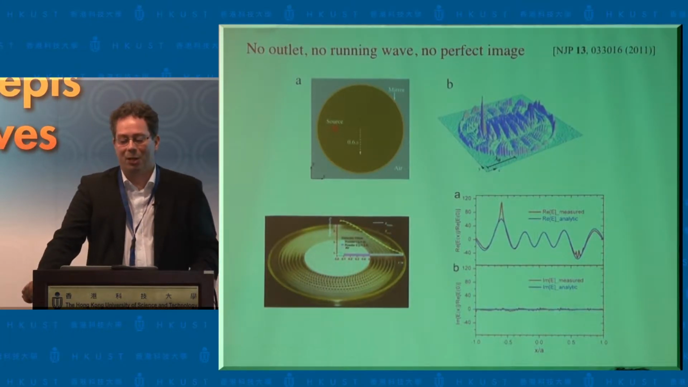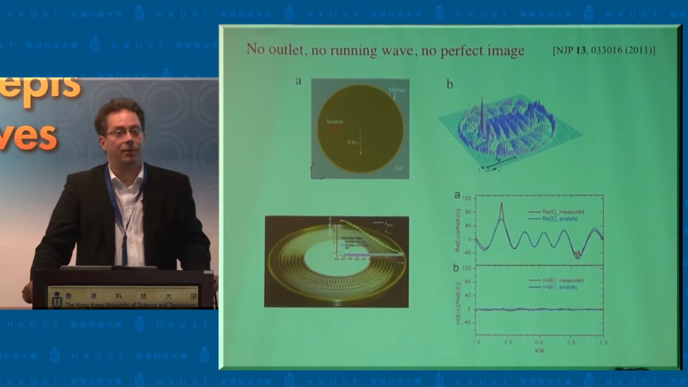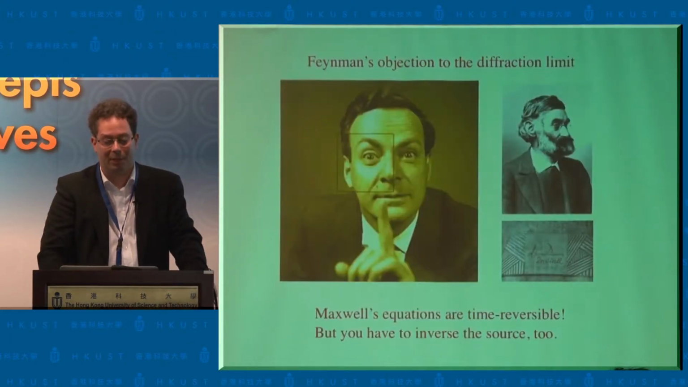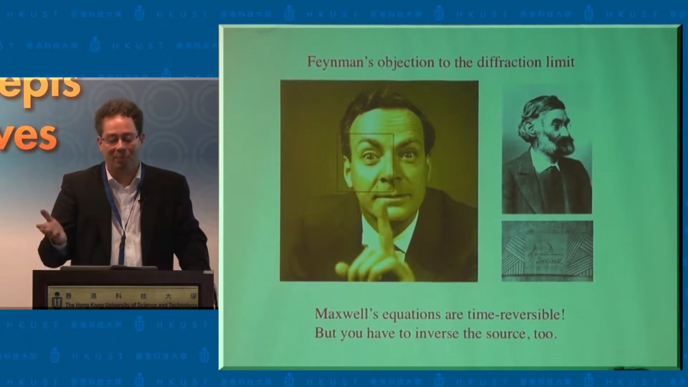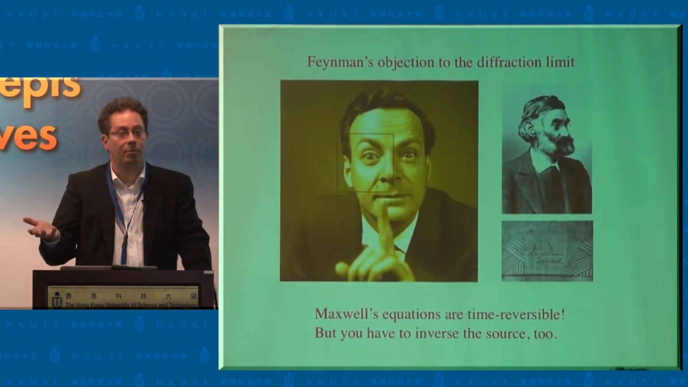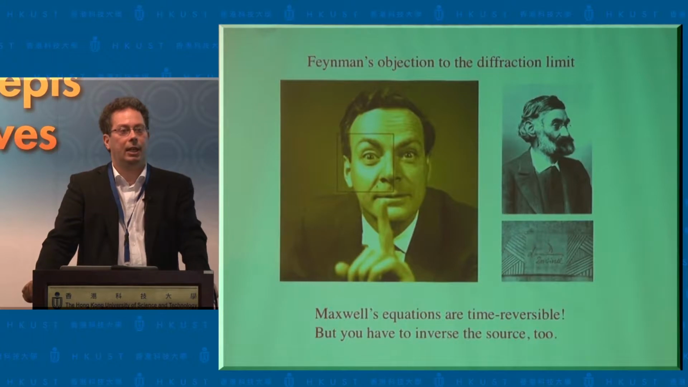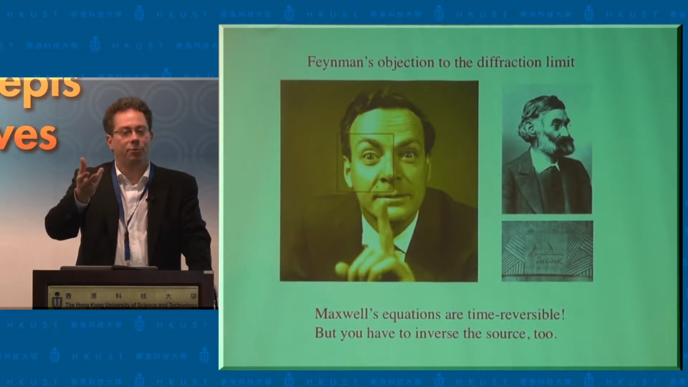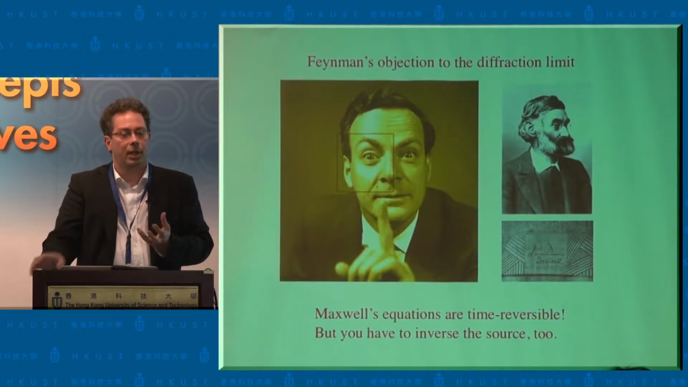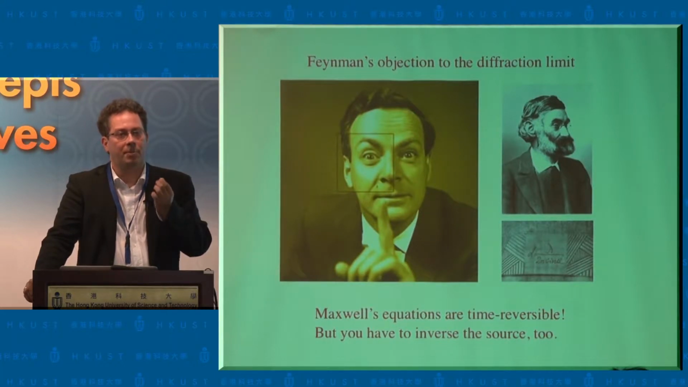Now, that is related to an issue that Richard Feynman raised on the diffraction limit. He didn't believe in the diffraction limit. He objected to this, and Feynman's objection is based on the simple fact that Maxwell's equations are time reversible. So if you have the emission from one point, you can simply inverse the electromagnetic fields, and then you can focus on the same point again, or another point if you want to, with the same precision. But the important point is, if you want to time reverse the entire emission process, you also have to time inverse the source of it.